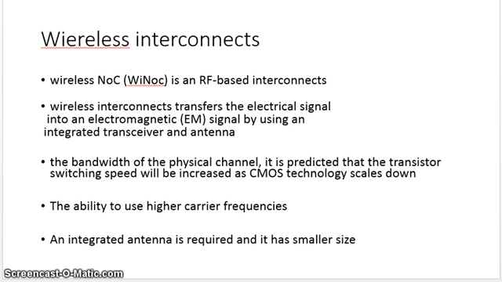As for the bandwidth of the physical channel, it is predicted that the transistor switching speed will increase as CMOS technology scales down, which will give the ability to use higher carrier frequencies, which in turn gives the possibility to have a wide spectrum of frequencies up to the terahertz that is necessary to permit multi-channel fulfillment as this shared medium. Also, due to these high frequencies, an integrated antenna is required and it has a smaller size.